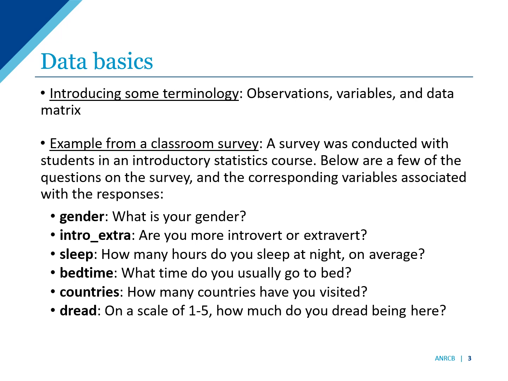As an example, a survey was conducted with students in an introductory statistics course. Here are a few of the questions on the survey and the corresponding variables associated with each. The variable gender is each student's response to the question, "What is your gender?" The variable sleep contains each student's reported average hours of sleep a night, and so on. You can see that some variables have responses that are numeric, like sleep, or countries, and some have categories of responses, like gender.